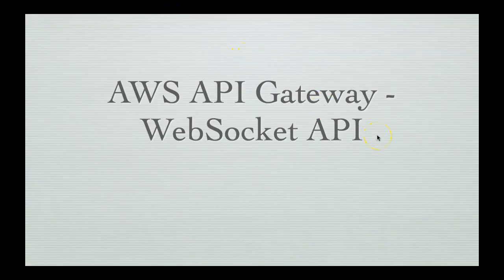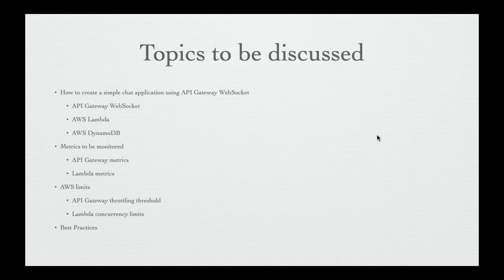So in today's video we are going to see how we can implement WebSocket using AWS API Gateway. I'm going with the assumption that you know what a WebSocket connection is and what its advantages are. So we will straight away look into how we can implement WebSockets using API Gateway. Okay. So these are all the topics that we are going to discuss in this series of videos under this topic.